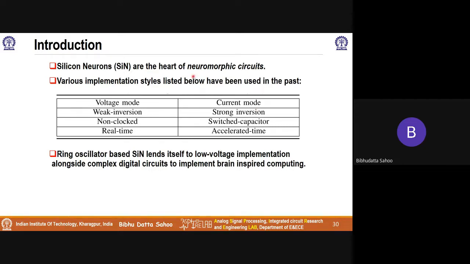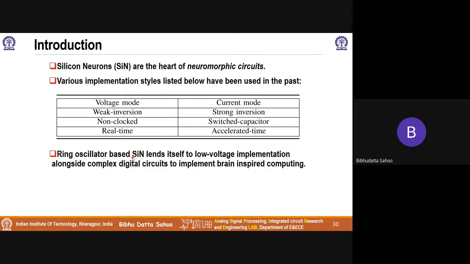So silicon neurons are the heart of neuromorphic circuits. Okay, various implementation styles listed below have been used in the past. Voltage mode or current mode have been used. Weak inversion and strong inversion circuits have been used. Non-clocked and switched capacitor neurons have been built. There are also real time and accelerated time. So what is real time? The way we work is real time. The neurons will be operating at the speed of the human, in milliseconds and all. The accelerated time means they'll be operating at very high frequency. Nanosecond electronic circuits operate at very high speed. That's the difference between real time and accelerated time neurons.